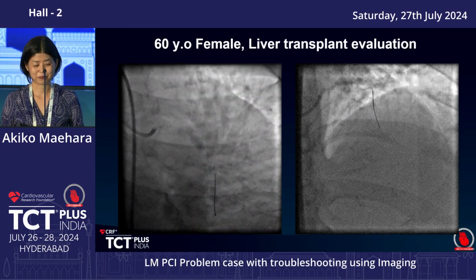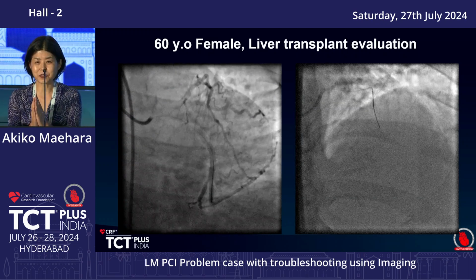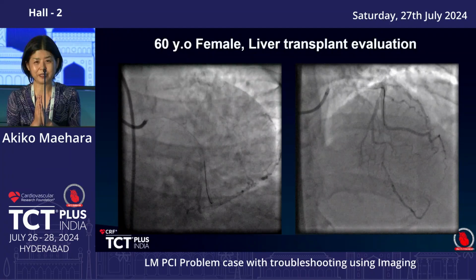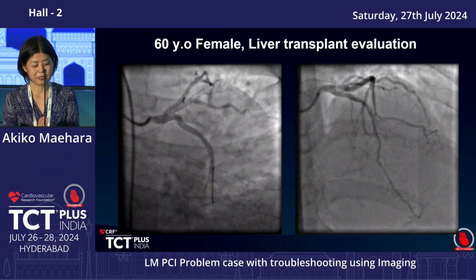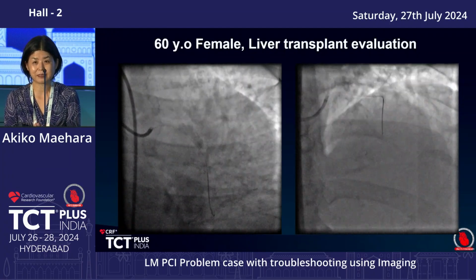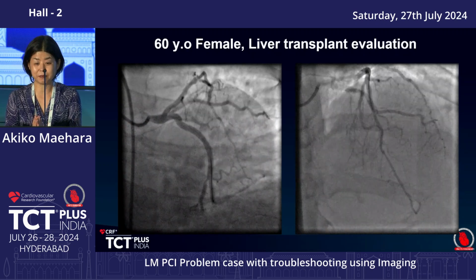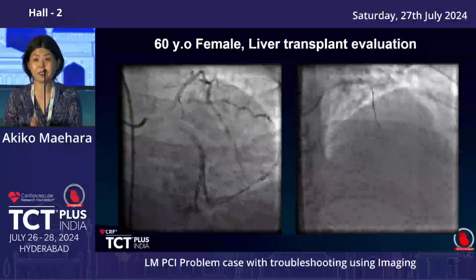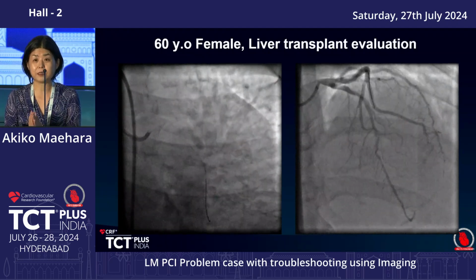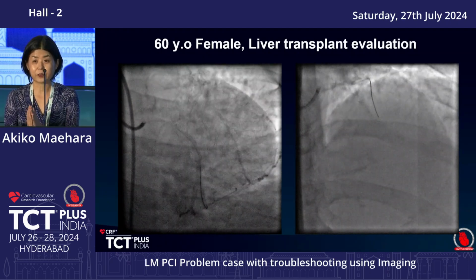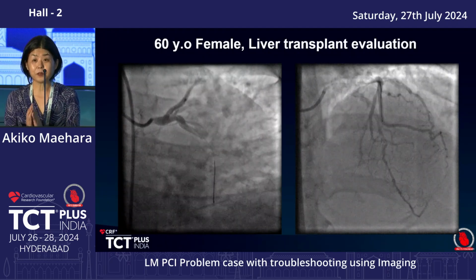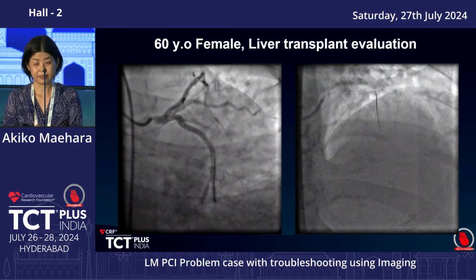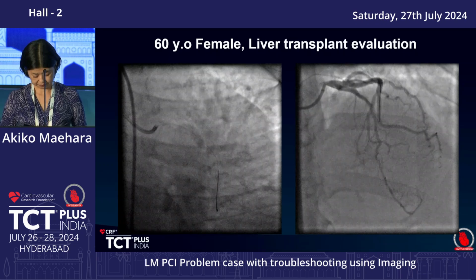Everywhere looks good. So the next one is also very important for the left main, and especially I would emphasize this for the young interventional cardiologist. Whenever you see this type of left main, I really recommend to check the imaging. So this is a 60-year-old female, and she's going to have a liver transplant, and this is the pre-transplant coronary evaluation. When you look at the left main, you think this is very critical. We have to check the IVUS.